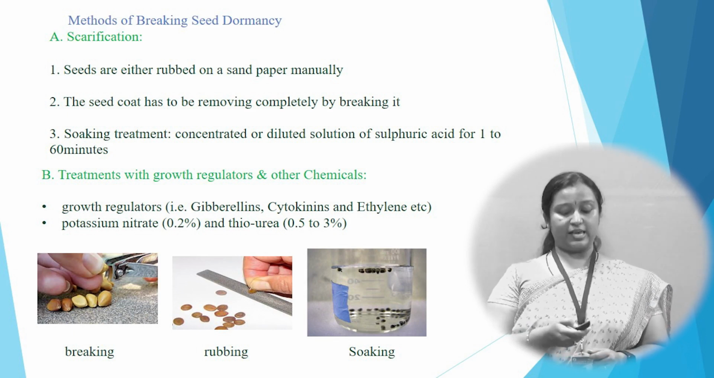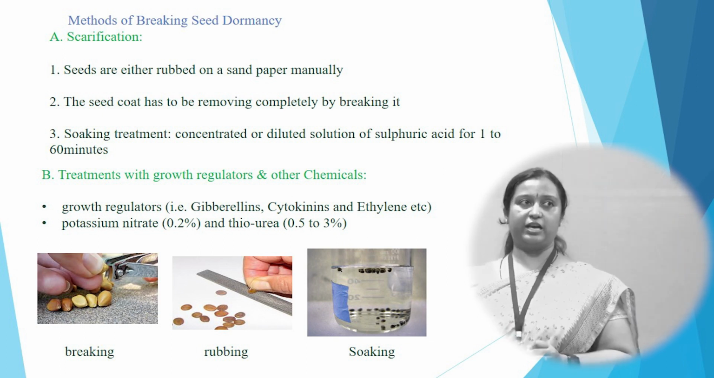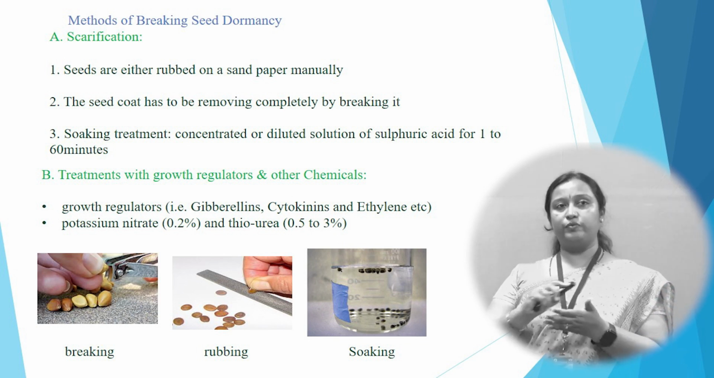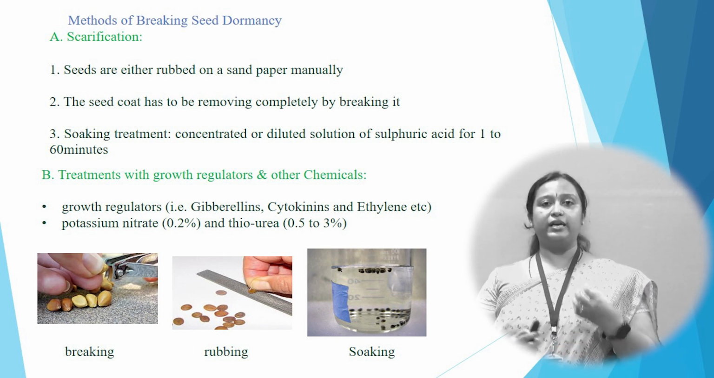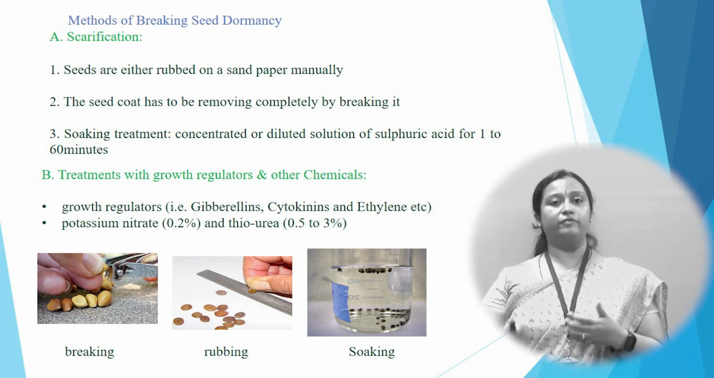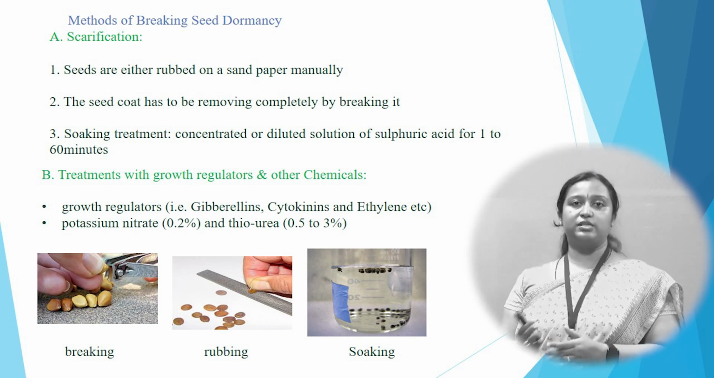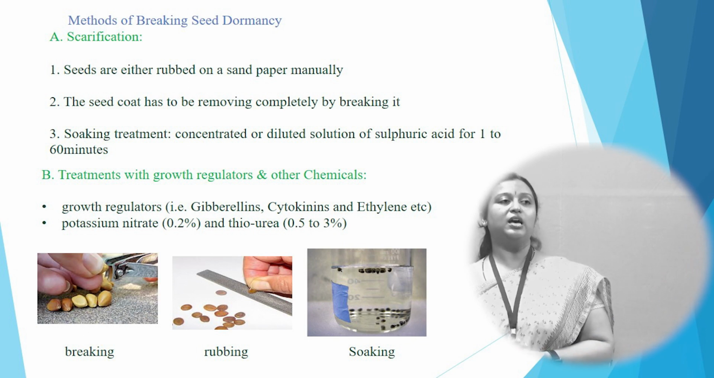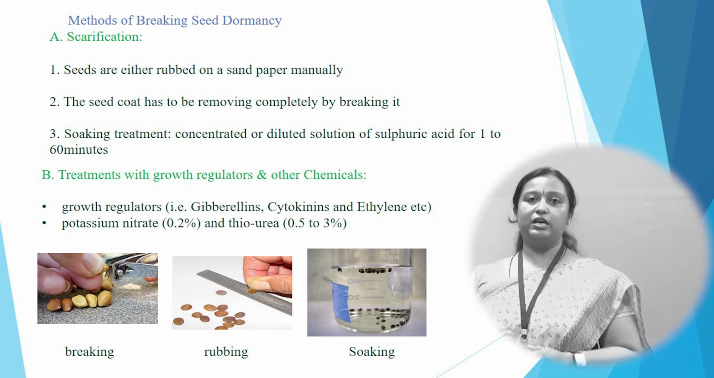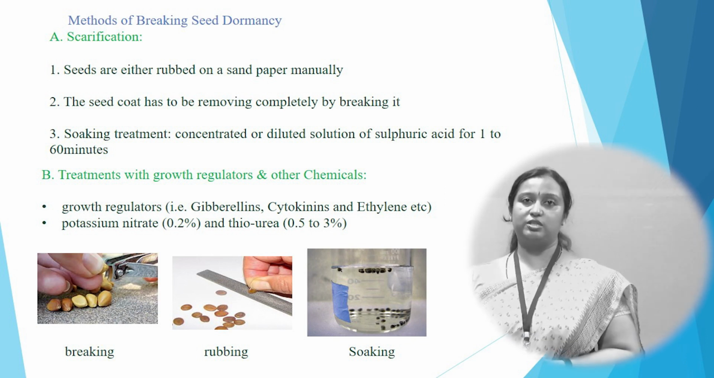First method is scarification. In scarification, there are three types. In the first type, the seeds are rubbed on a sandpaper manually. So we rub the seeds and break the seed coat in case of hard coated seeds, where water is not entering into the seed coat, thereby permitting the further process of mobilization of nutrients and replication process being initiated. And in the second type, the seed coat has to be removed completely by clipping or cutting the outer seed coat. We open up the seed coat for easy moisturing of the seed.